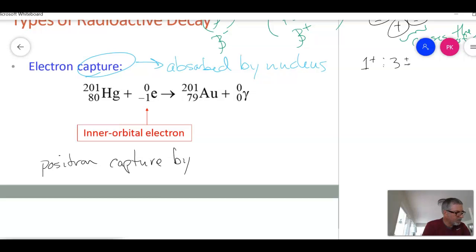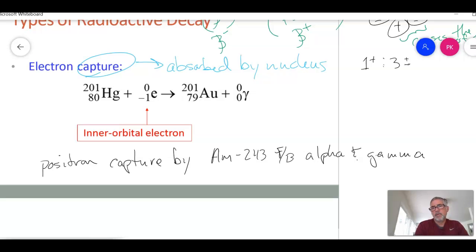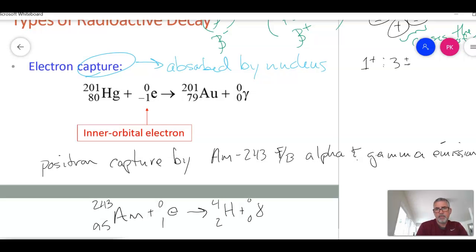So we could have a positron capture by americium 243 followed by alpha and gamma emission. So if I did this, so I have Am 243, and then we have 95. And it's got a capture, so capture is always in the reactant side. So it's a positron. So I release a helium plus a gamma plus something else.